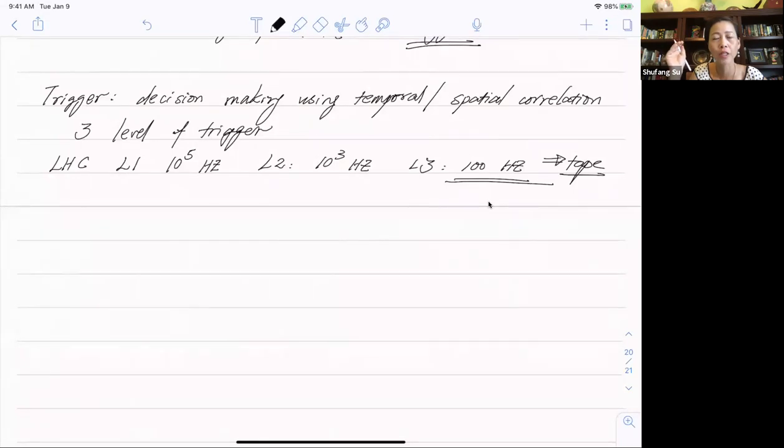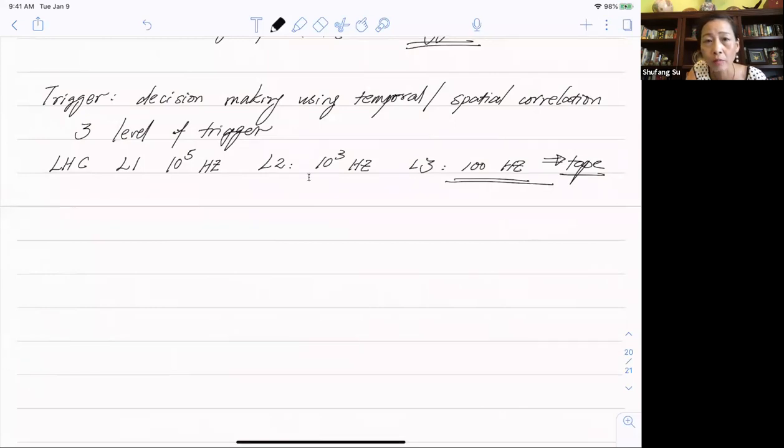So the trigger, even though most of the time we kind of ignore it, from the experimentalist's point of view is extremely, extremely important. Because with the fast rate of events happening, we do want to trigger on the interesting objects and be able to record them.